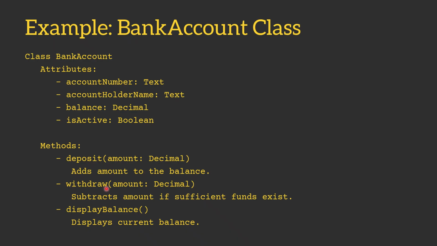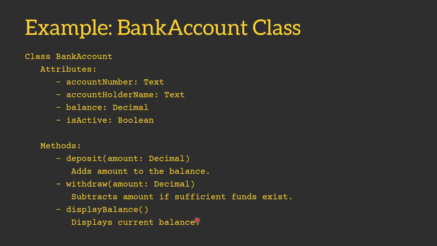Withdraw would be another method, with the parameter of amount, decimal data type, and the description is subtracts amount if sufficient funds exist. And then the third method that we described was display balance, with no parameters needed, and it displays the current balance.